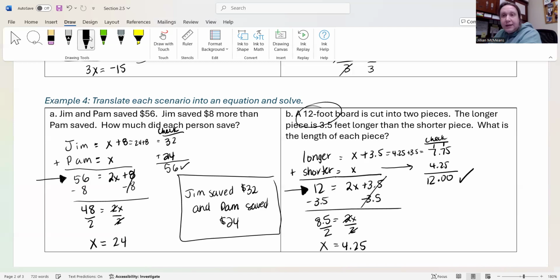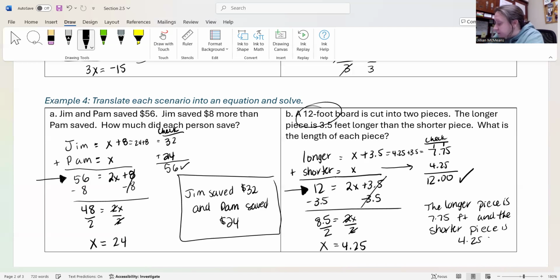Sure enough, we get that the sum of these two boards, the longer and the shorter piece, really does equal 12 feet. So I would say the longer piece is 7.75 feet, and the shorter piece is 4.25 feet. Make sure you always describe your answer.